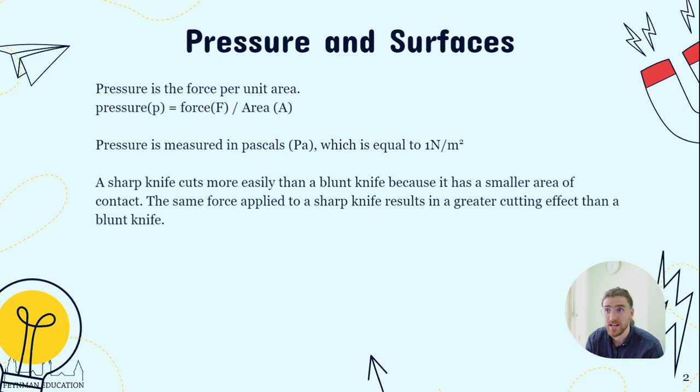This is why something like knives, the knife that you would use to cut things with, or scissors, have a fine point at the end. They are sharpened down to make that area of contact as small as possible so that it has the most pressure with the least amount of force.